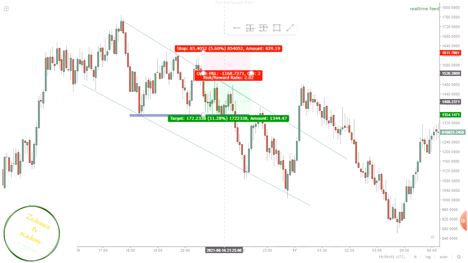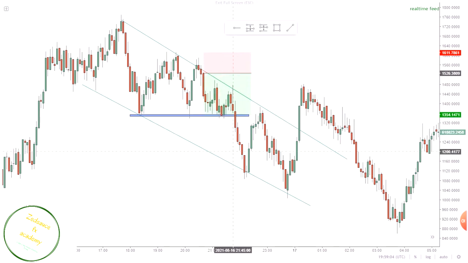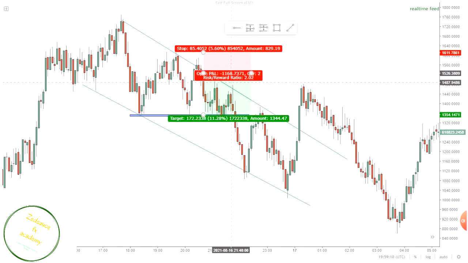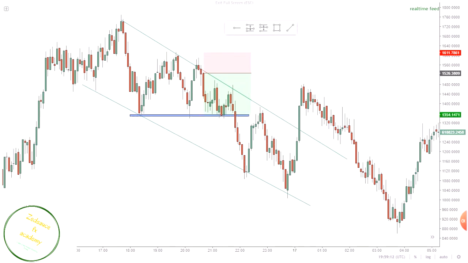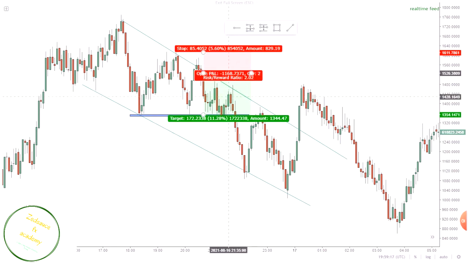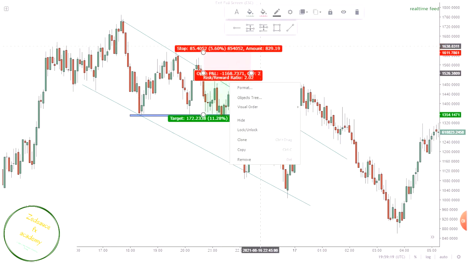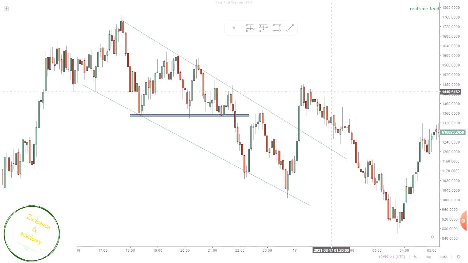You could have entered here. Okay, if you wanted, this was the first touch, second touch, third touch, but I don't recommend going against the trend. Always remember, follow the trend, you will make more money like that. That's the first example we can give. Let's see if we can look for another one.